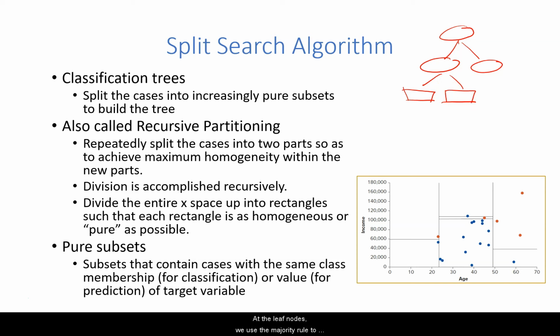At the leaf nodes, we use the majority rule to classify cases to the predominant class the cases in that node belong to. For example, if 80% of the cases in the leaf node belong to the target class or success class, then we would classify any new cases that land in the leaf node into the target or success class. And the predicted probability of the case belonging to the target class is 80%, and the probability of the case belonging to the non-target class would be 1 minus 80% or 20% for a binary class problem.